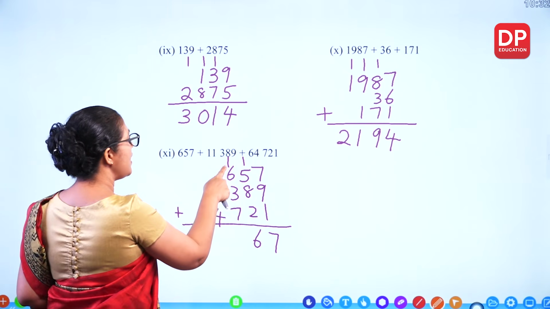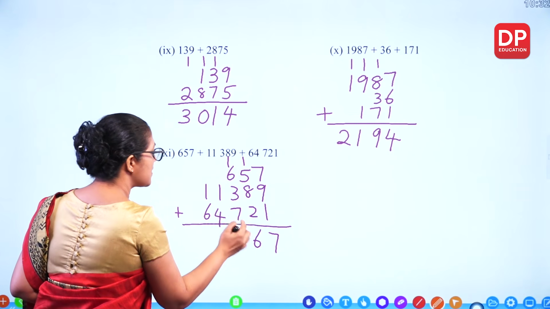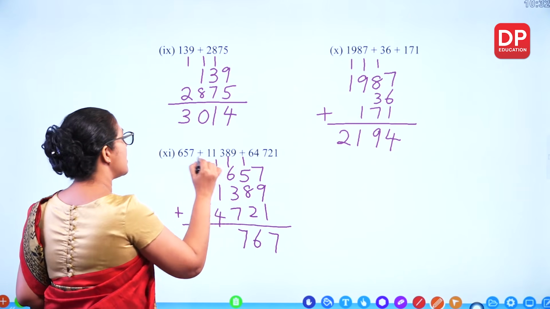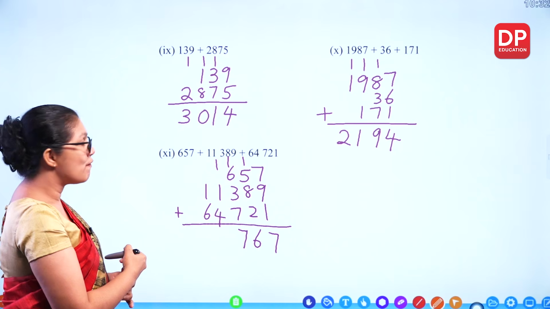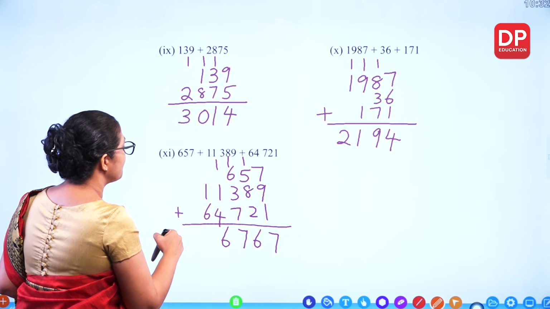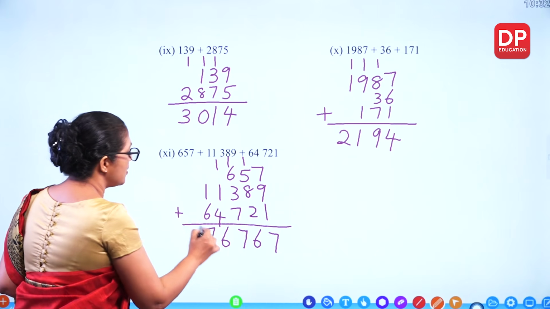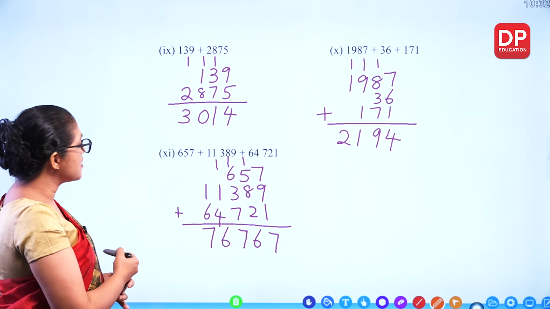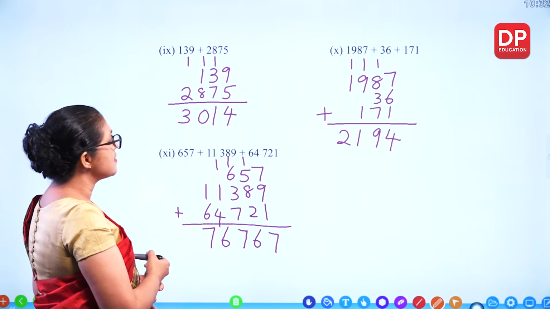10 plus 6, 16. Take 1 here. 6 plus 3, 9. 9 plus 1, 10. 10 plus 7, 17. Another one here. 4 plus 1, 5. 5 plus 1, 6. And 6 plus 1, you get 7. 76,767.